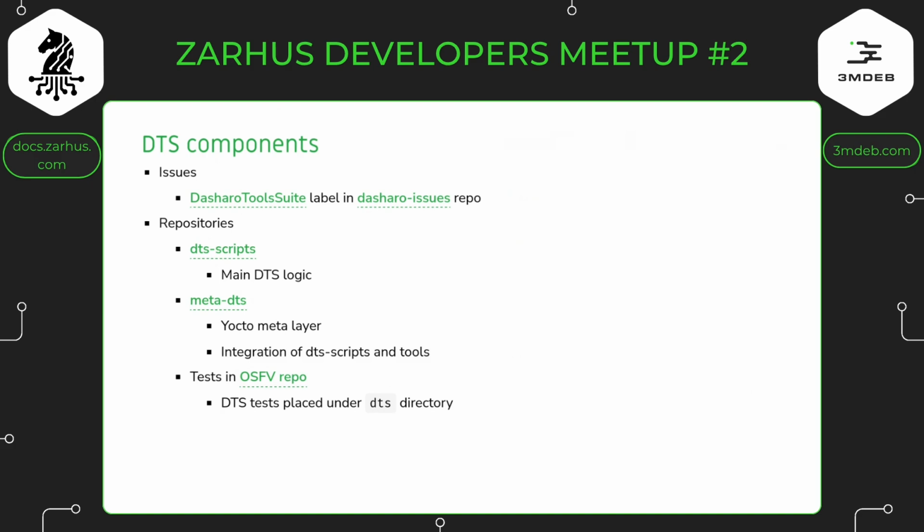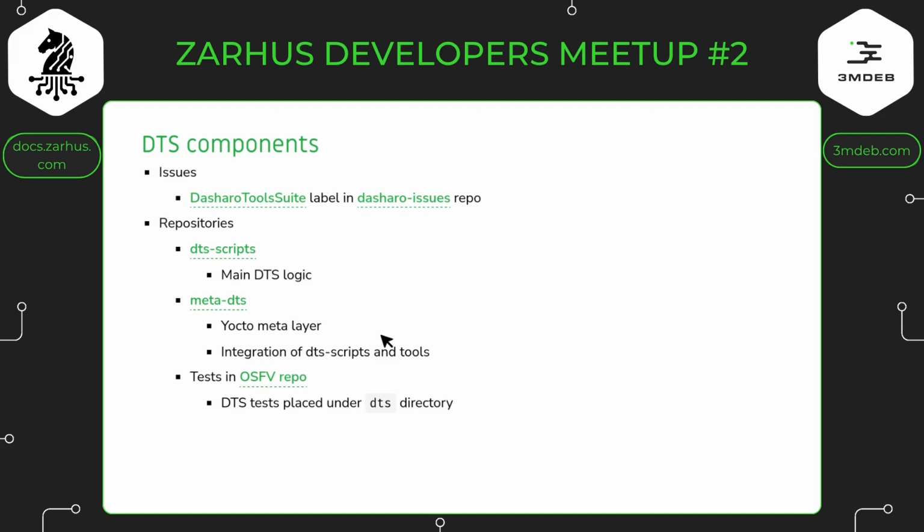In terms of repositories, we have two main ones right now for the DTS. We have DTS scripts, which contains the main DTS logic, so the user interface, and also all of the actions in the backend. It's been extracted from the meta DTS a while ago. We will see that also in a moment in the statistics graphs. And the main repository where the releases also happen is the meta DTS.